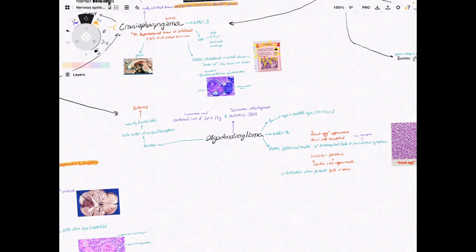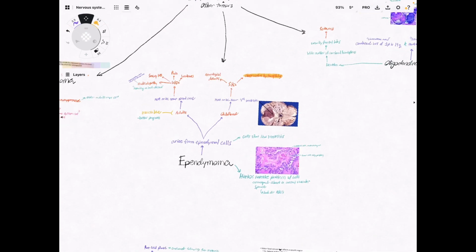Now, in terms of the location of oligodendroglioma, it typically presents in the frontal lobes. And again, if it's in the frontal lobe, it can present very commonly with seizures, and that's usually in the white matter of the cerebral hemispheres. All right, so let's just continue on down here.